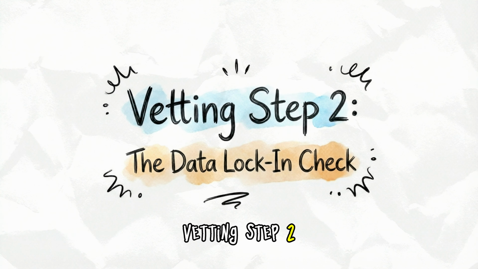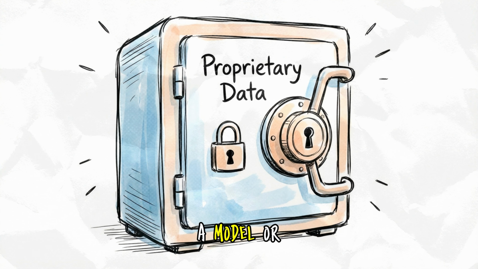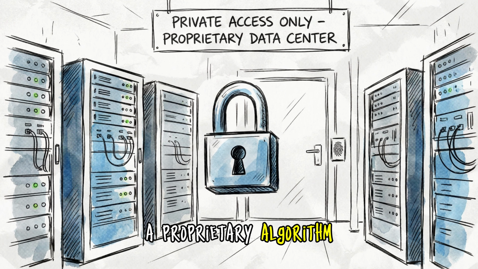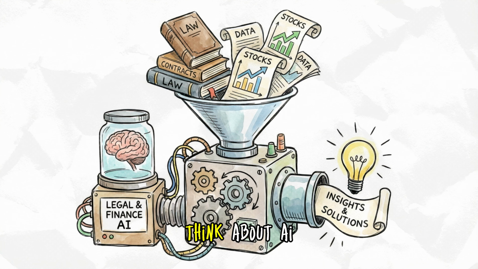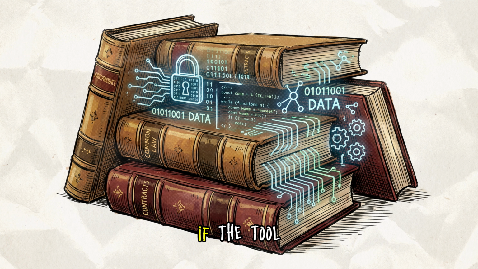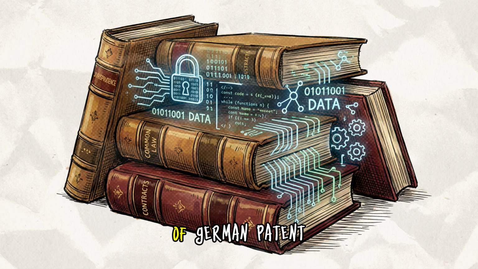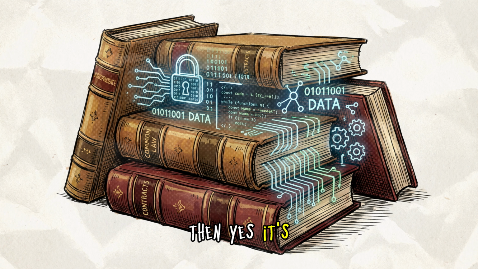Vetting Step 2, the data lock-in check. Does this tool access a dataset, a model, or a proprietary algorithm that is genuinely unique and inaccessible to the general public? Think about AI in highly regulated industries, legal, medical, or hyper-specific financial modeling. If the tool is feeding data into a model that has been trained only on the last 50 years of German patent law, then yes, it's unique.